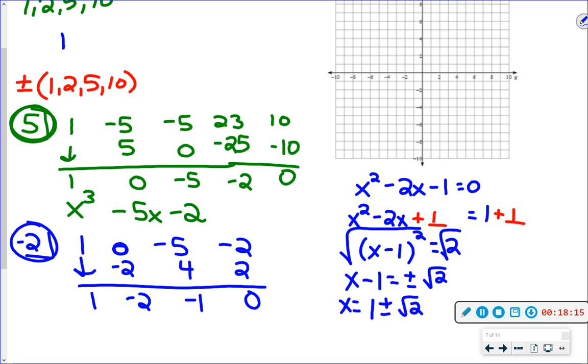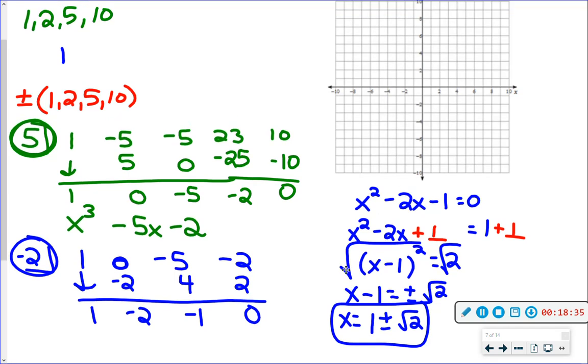Okay, so take a look. Do I have 4 answers? Yes, because plus or minus 2: 1 plus square root of 2, 1 minus square root of 2. We still have to draw the graph. I don't have tall enough shoes on. I'm going to have to scroll it up a little bit.